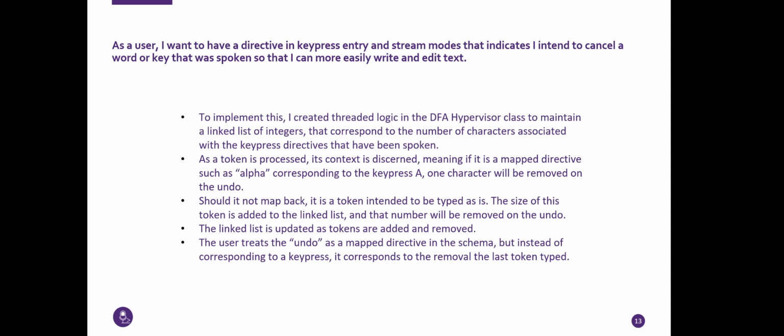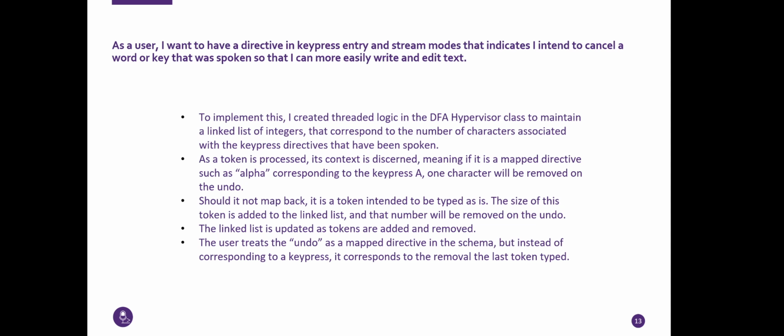As a user, I want to have a directive in keypress entry mode that indicates I intend to cancel a word or key that was spoken so that I can more easily write and edit text. To implement this, I created a threaded logic in the DFA hypervisor class to maintain a linked list of integers that corresponds to the number of characters associated with the key press directives that have been spoken. As a token is processed, its context is returned, meaning if a map directive such as alpha corresponds to a key press A, one character, the key press A will be removed on the undo.